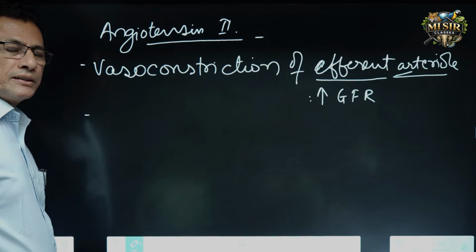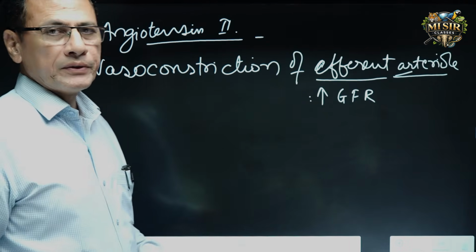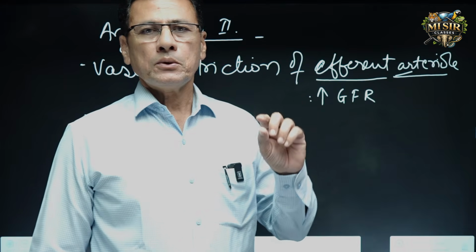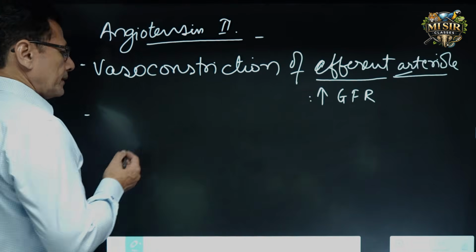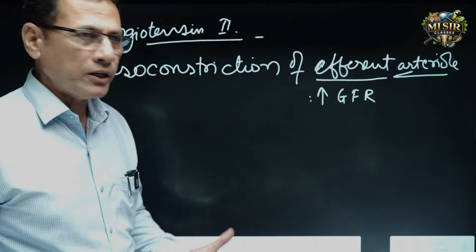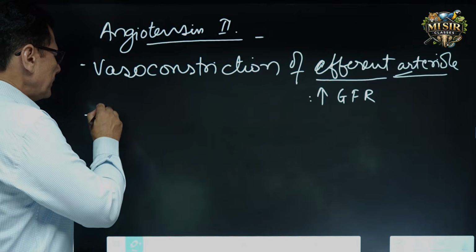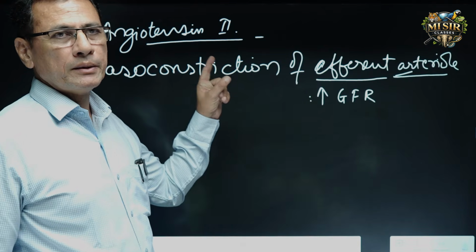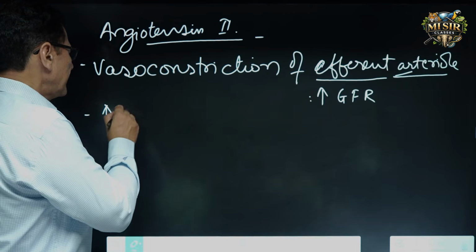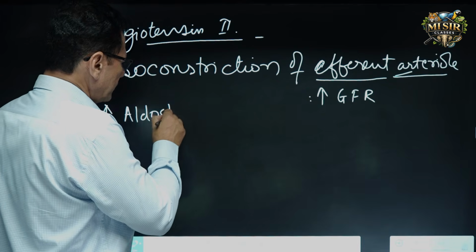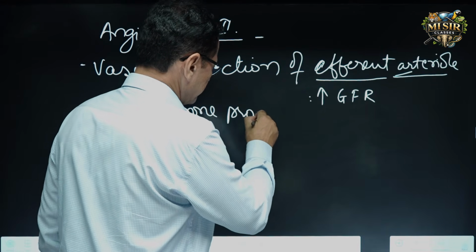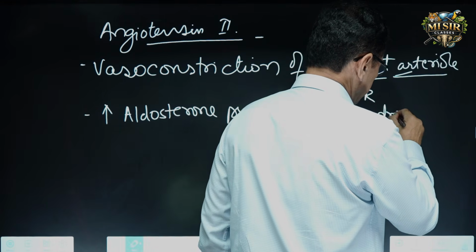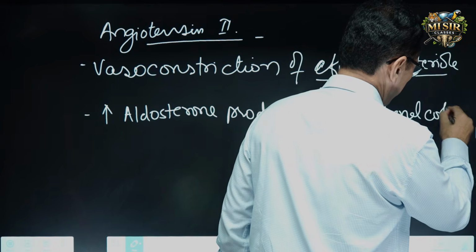Second, angiotensin 2 triggers the adrenal gland. The adrenal gland has two parts, outer cortex and inner medulla. The outer cortex secretes another hormone called aldosterone. It is a steroid hormone, we all know. So aldosterone release is triggered with the help of angiotensin 2. This is another important question which can be asked in the NEET exam. Increase in aldosterone production from the adrenal cortex.